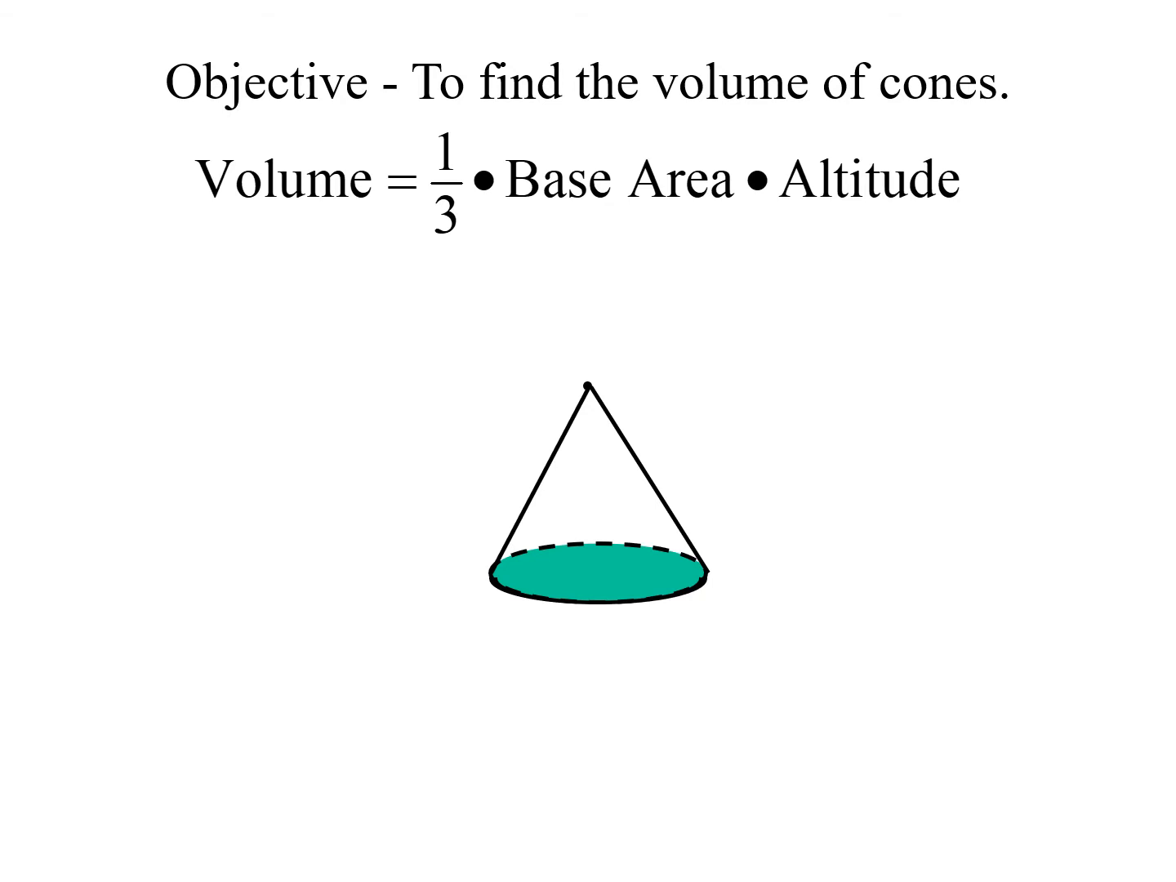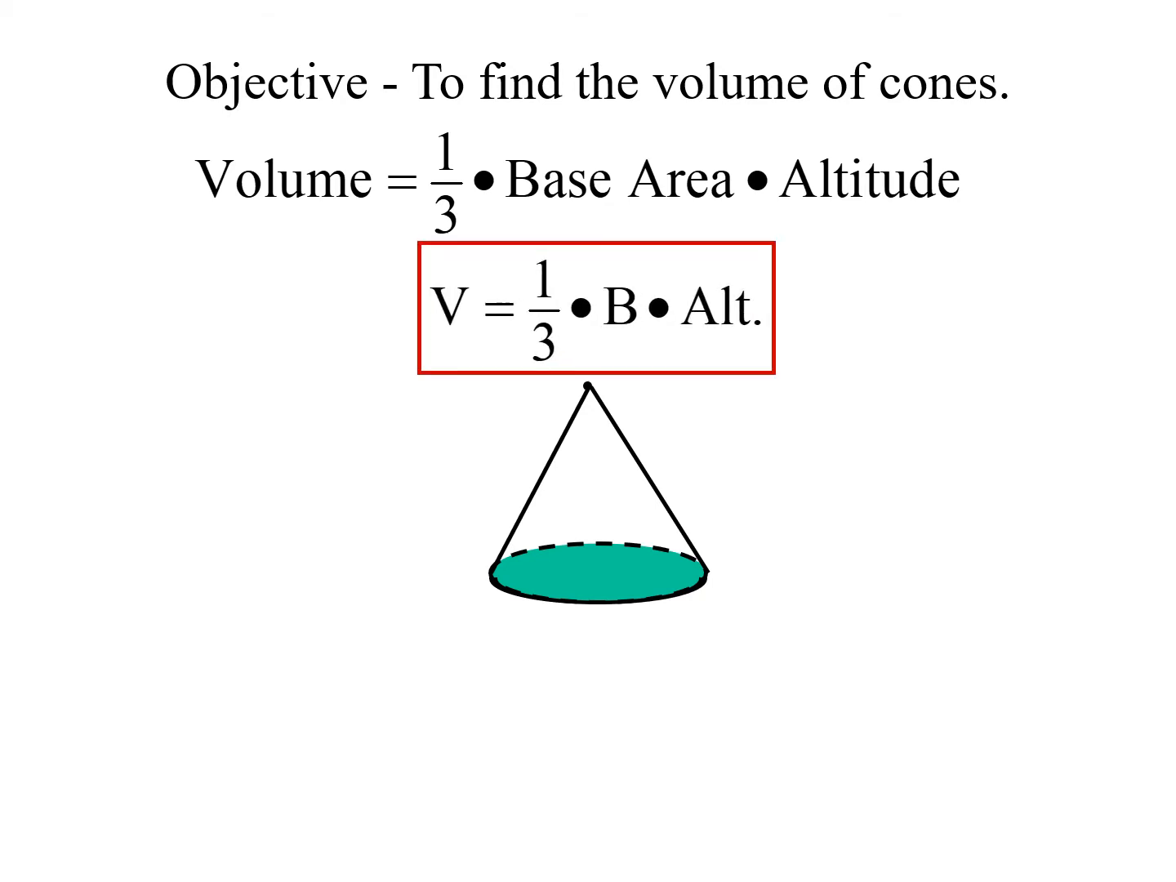A cone is 1/3 times the base area times the altitude. If you remember, the volume of the cylinder was just the base area times the altitude. So we can abbreviate it like this: V is equal to 1/3 times capital B times the altitude. Remember, the altitude is just how tall the cone is.